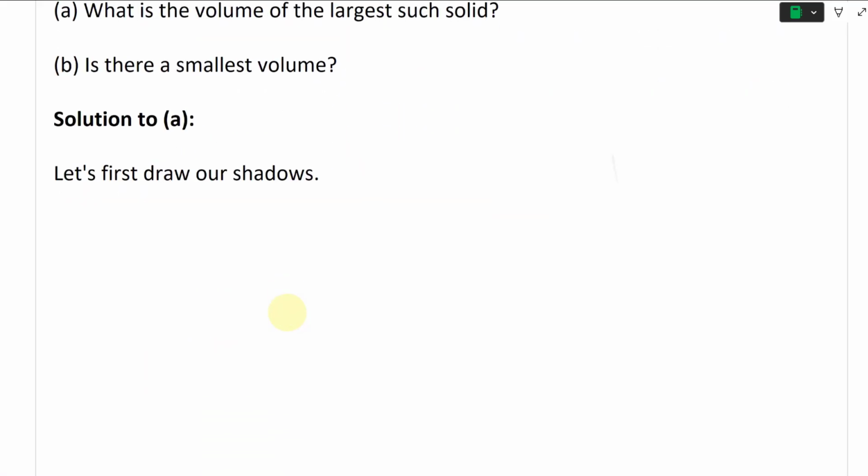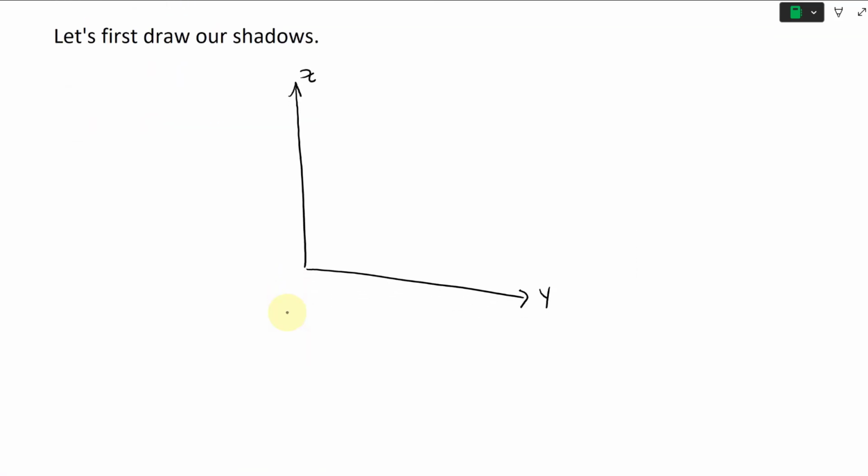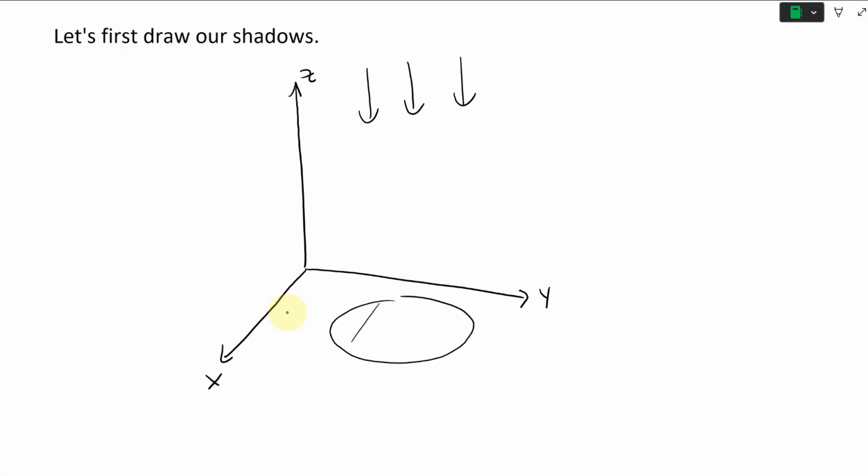So let's draw this out. This is our Y, this is our Z, and this is our x-axis like that. And let's say we are going downward parallel to the Z-axis, or up, but let's just go downwards right here. So if we go down on this object, we're going to get a circle shadow like this.